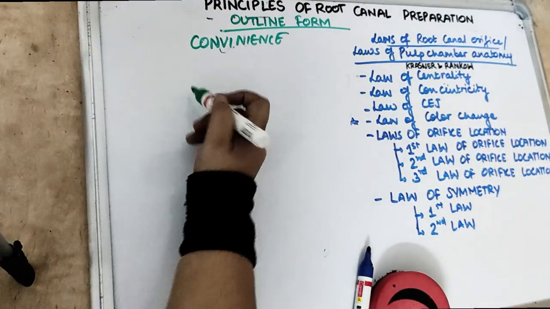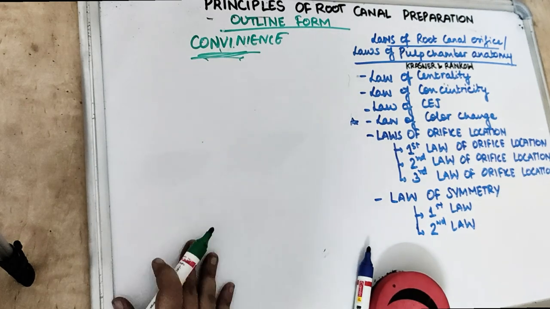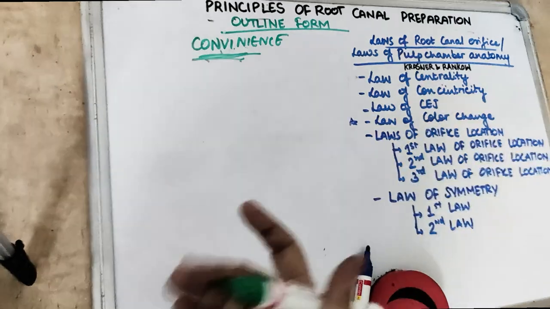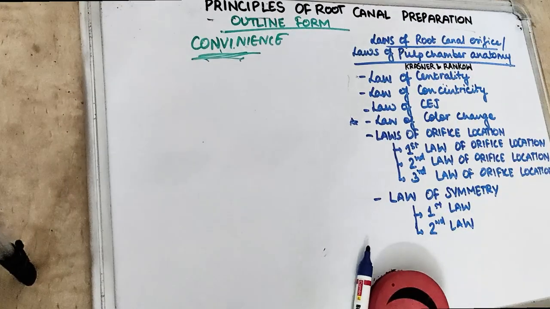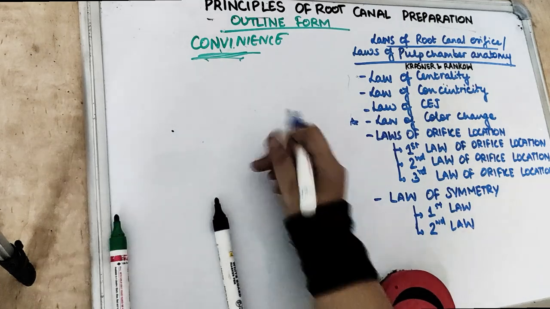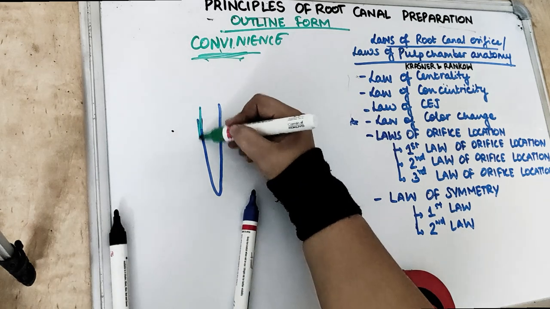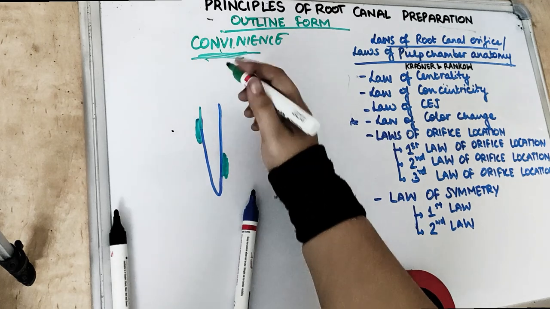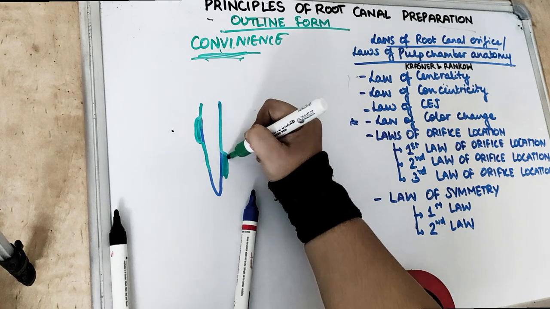And any failure in the convenience form is going to result in a failure. Either a ledge is going to form, a shelf within the canal, or the instrument may break, because if it binds, the instrument may break, or zipping is going to be present. So ledging, suppose this is the root canal, is when you are instrumenting extra. So like this, you are making ledges because of your file. So you have prepared it like this. So these are the ledges which are formed.